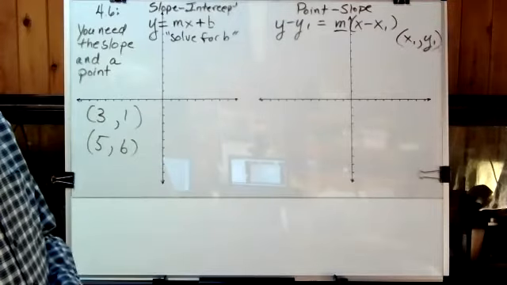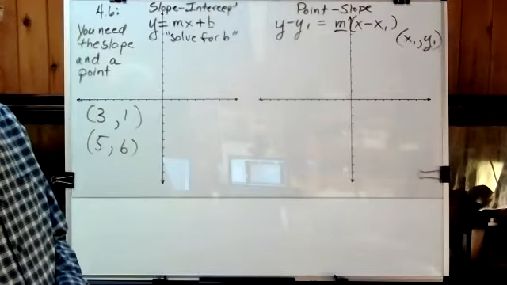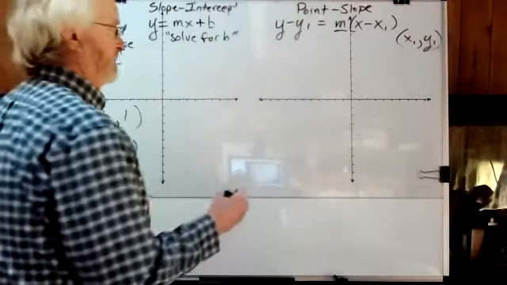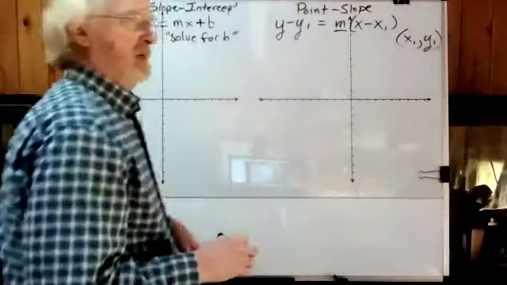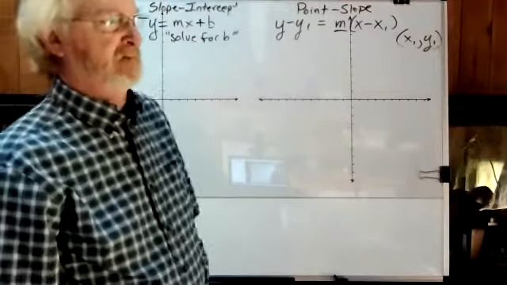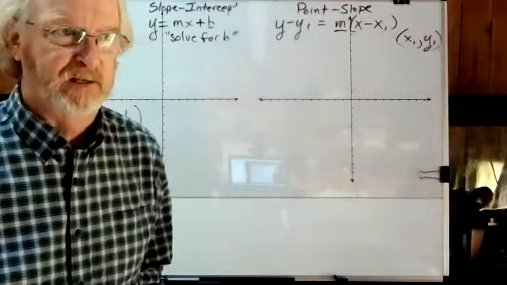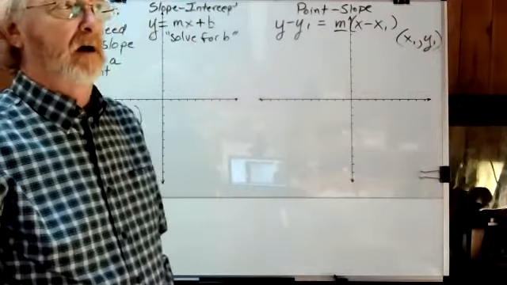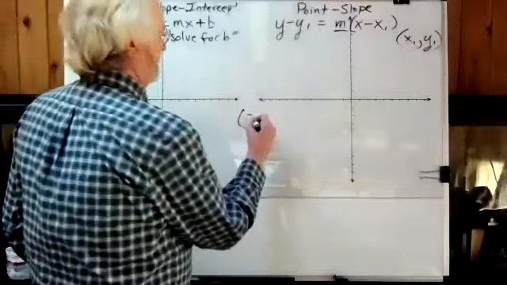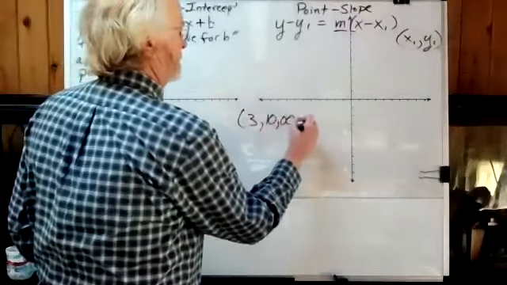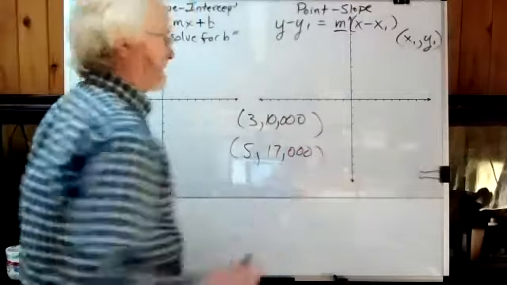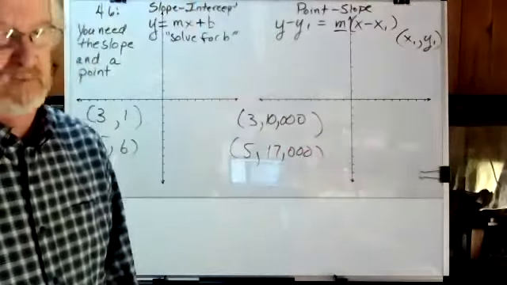I usually like to at some point mention, if you're looking at a word problem, sometimes they'll tell a story about, oh, in year 3, Billy's income was $10,000, and in year 5, his income was up to $17,000. Write the equation. They're giving you x, y pairs. In year 3, it was 10,000, and in year 5, it was 17.